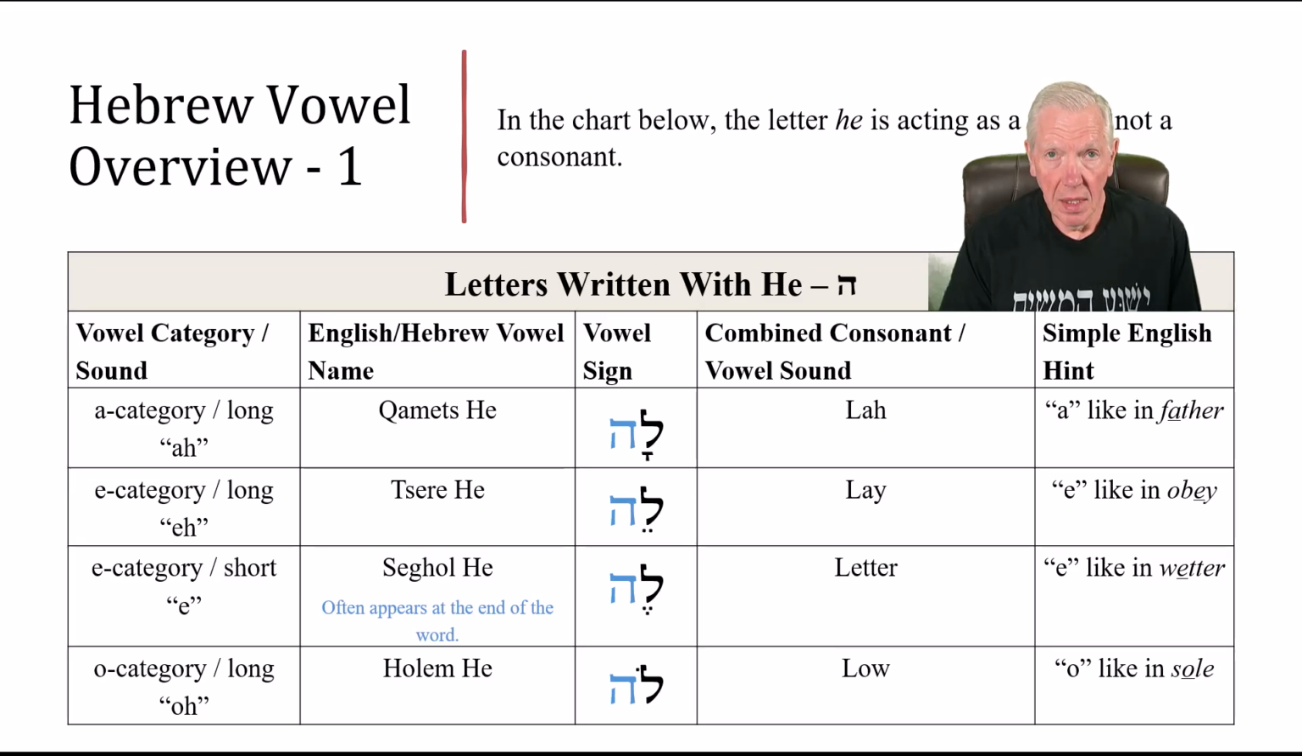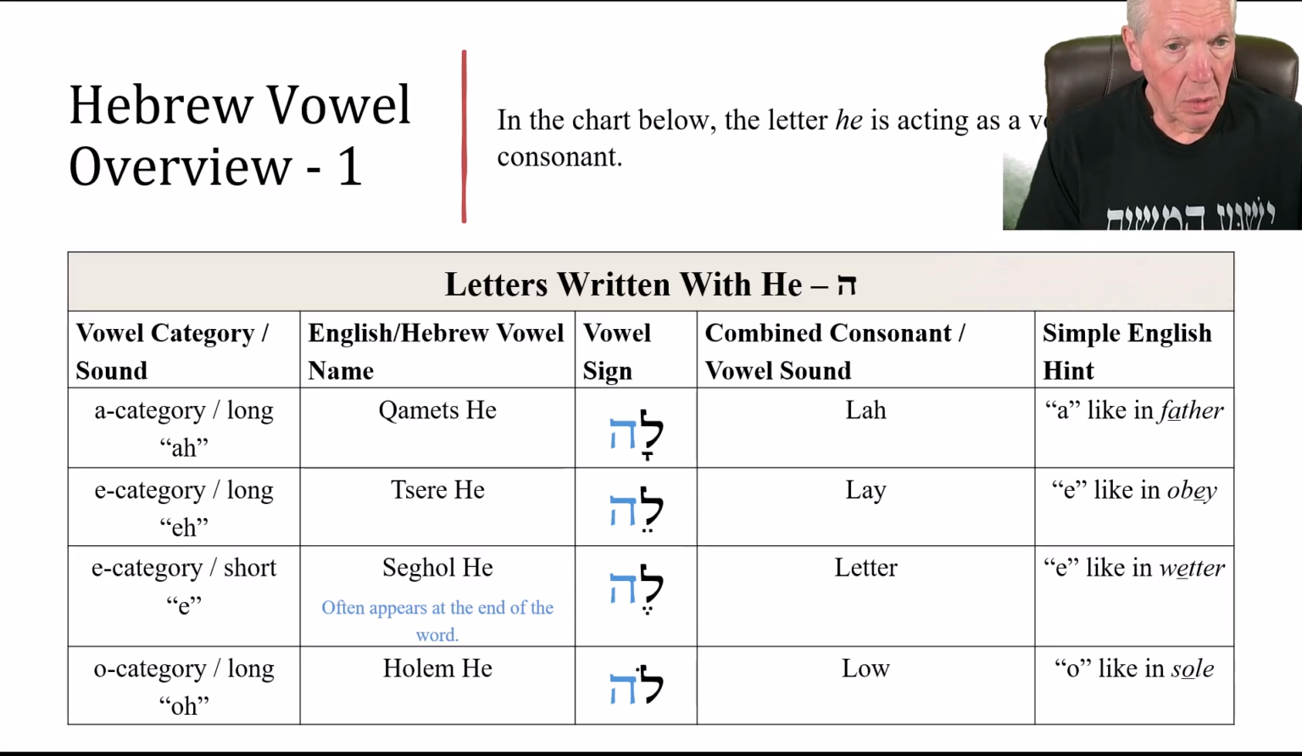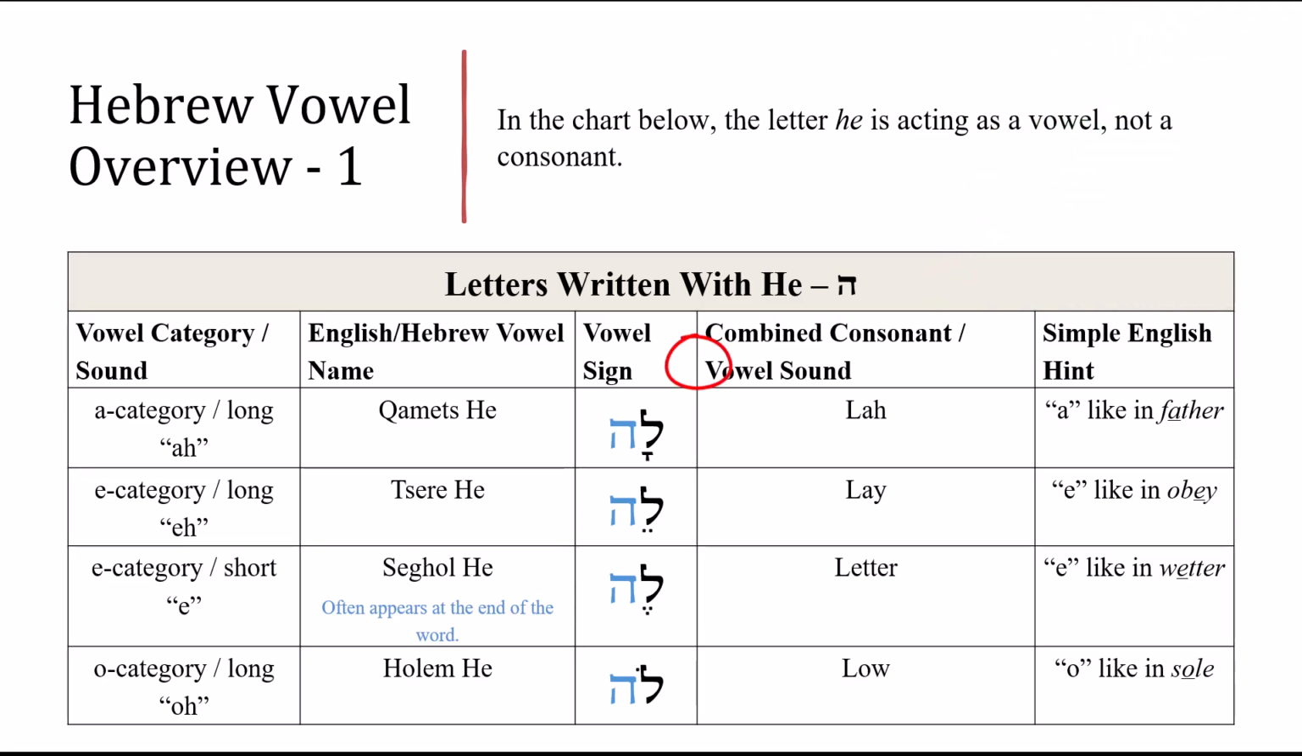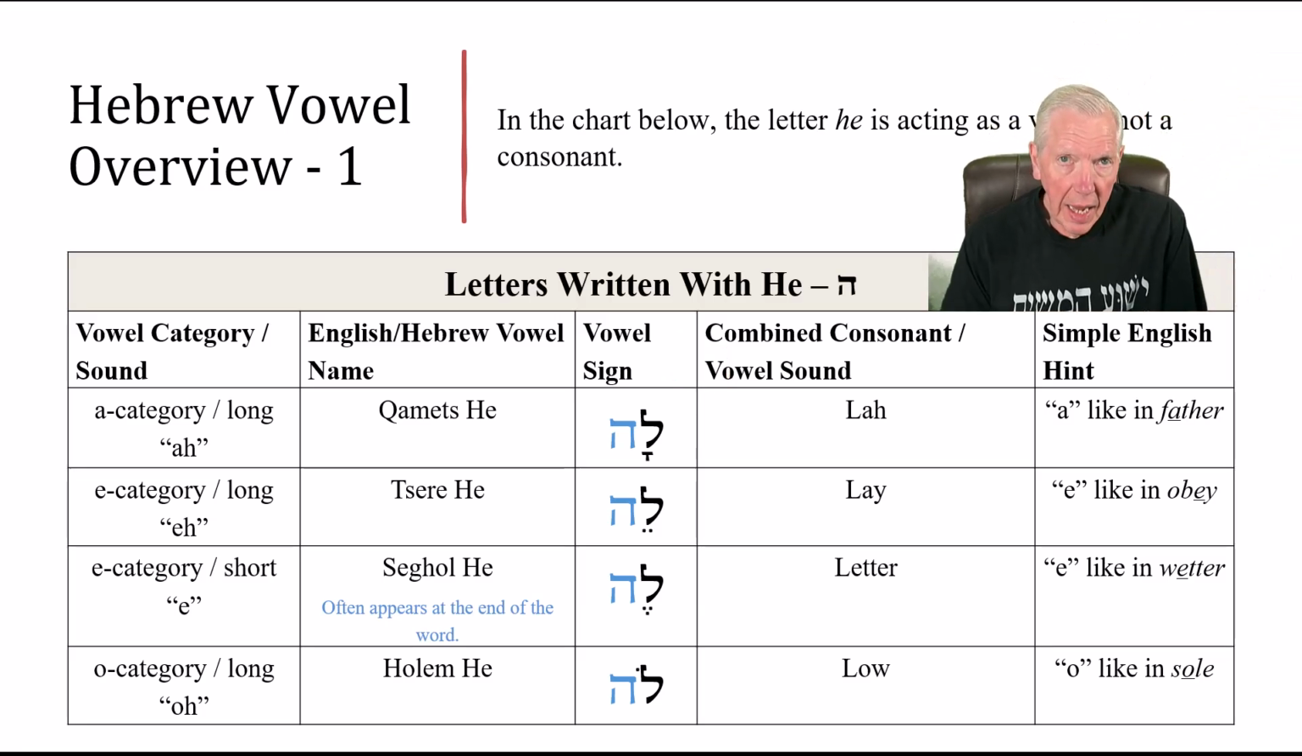And we're going to get back to that. We're going to find out that qamets does that for us in the Masoretic vowels as well. We also have a tsere hey, and that gives you the A sound, the lay sound. So those 2 dots under that lamed is a tsere.